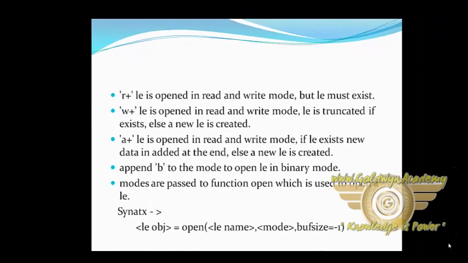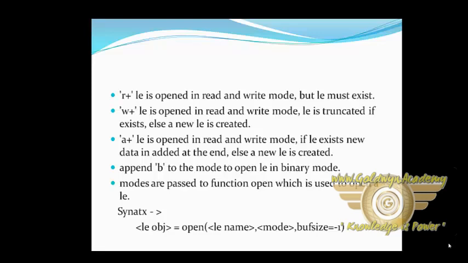r+ file is opened in read and write mode, but the file must exist. w+ file is opened in read and write mode. The file is truncated if it exists, else a new file is created.